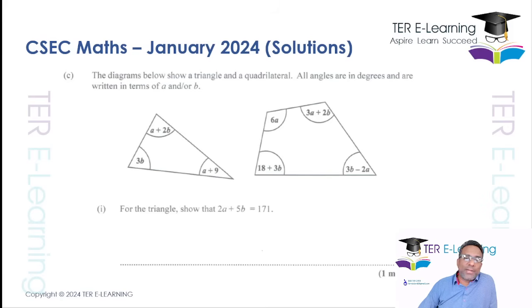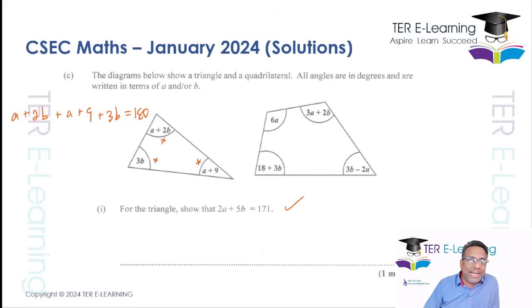So in a triangle, we know that when you add up the angles, you should get 180 degrees. So therefore, when you add this angle plus this angle plus this angle, I should get 180. So I'm going to use that to prove this. So this is going to be A plus 2B, plus A plus 9 plus 3B, and all of that should add up to give me 180.